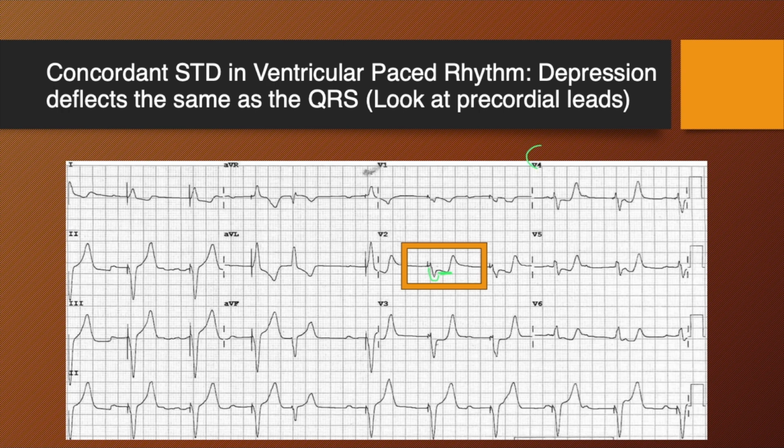I also have some ST depression that is concordant here in lead V4 and even in V5. Right? So this is problematic, and this is not at all what you would expect to find with a ventricular paced rhythm. You would expect to find something more like this, where the QRS is going down and the T wave is going up, right? You have discordance, but I have a loss of appropriate discordance here, here, and here.